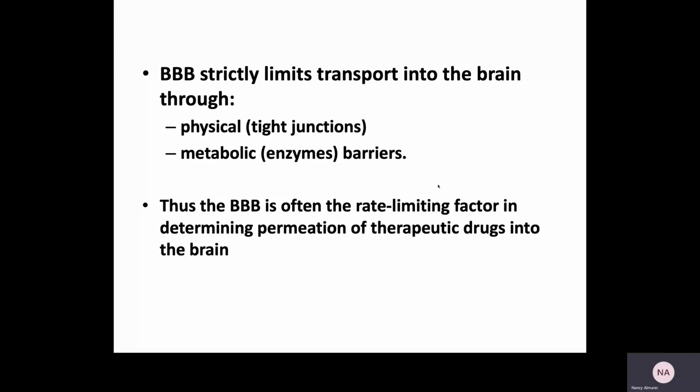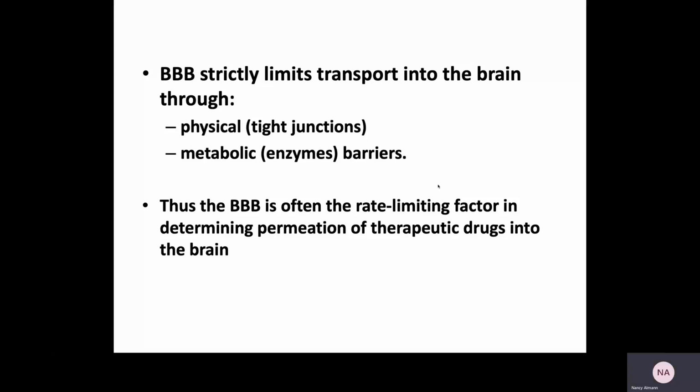How do we prevent materials getting across the blood-brain barrier? Tight junctions. So there are actually physical junctions that prevent permeability to certain materials. There will also be metabolic barriers in the form of enzymes that will break down material that's not supposed to be entering the brain.